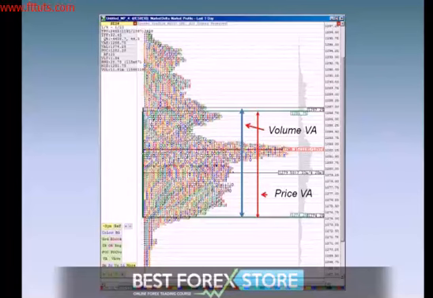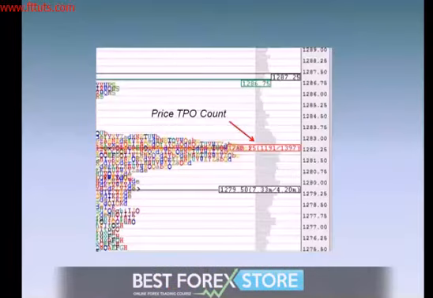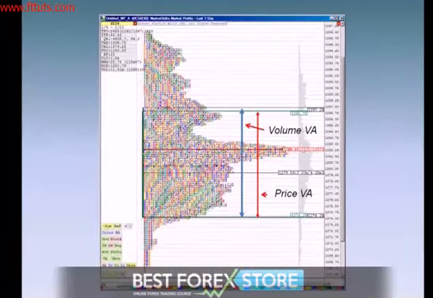Let's take a look at our POC. And just to highlight again where the POC is, the POC is this line that had the greatest number of TPOs during this composite period. And remember, this composite period is 2 consecutive weeks or 10 trading days.